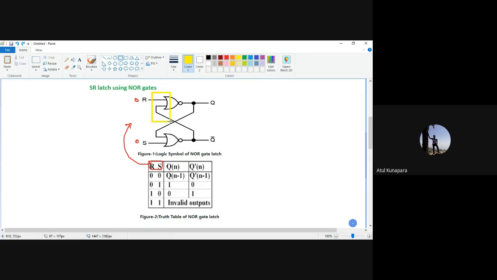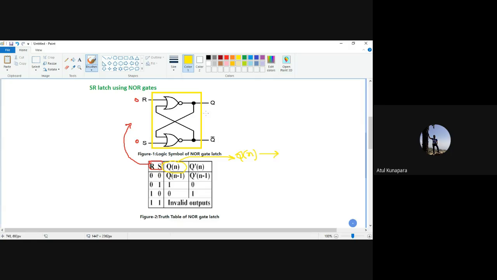This is what exactly your SR latch is, as I showed you earlier. Inside the circuit, you will have two NOR gate connections. Now you will be getting outputs Q and Q bar. Here I have mentioned the output condition. You can see Q of n. That means we are considering the time moment. We are moving along with time, so it is a particular instant of time, the present. When we say Q of n, we are talking about a particular moment n.